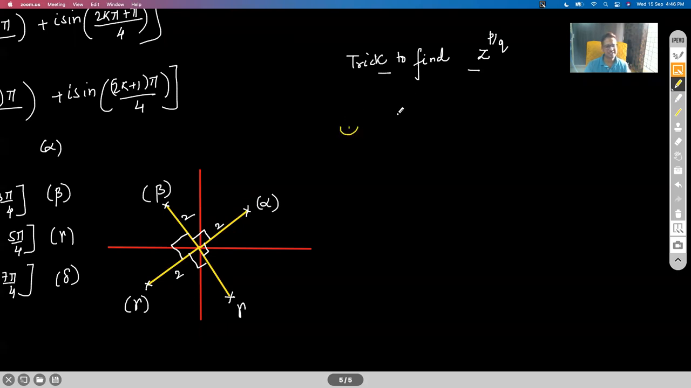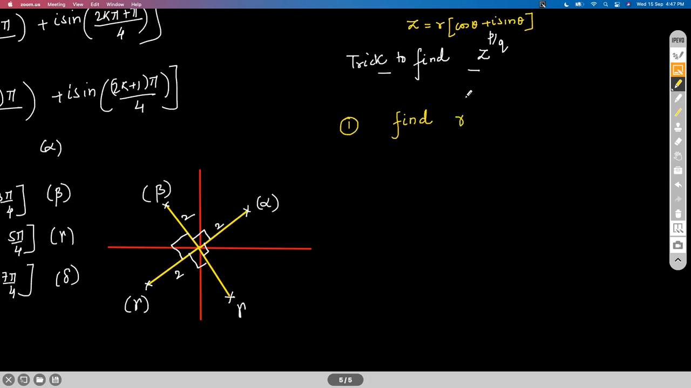First step is find... By the way, you are already given this complex number. You will already be provided with this complex number, so don't worry about it. You would know the modulus, and you would know the argument of Z. So first step is find R to the power of P by Q. Please take the real positive number because it represents the modulus of your roots. Modulus is always a positive real quantity. Take the positive real value.